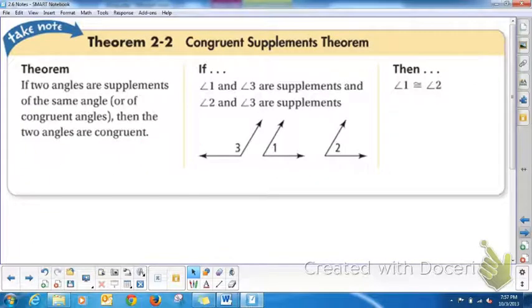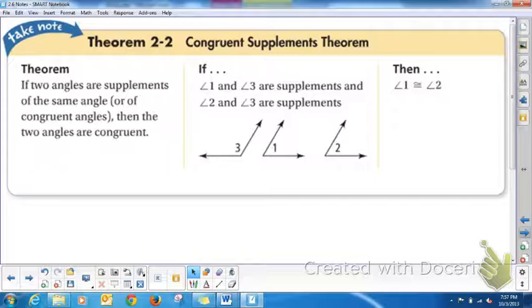Theorem 2.2, the congruent supplements theorem. We did an investigation of this theorem on Friday in class, and we're going to prove this theorem on Monday in class. Please write down the words and draw the pictures. If two angles are supplements of the same angle or of congruent angles, then the two angles are congruent.